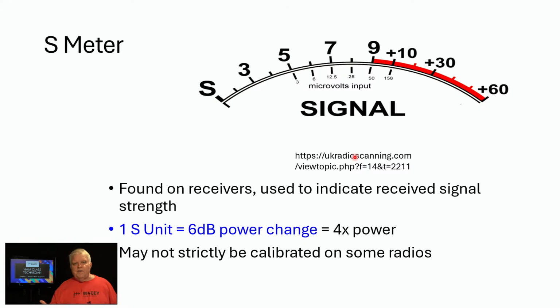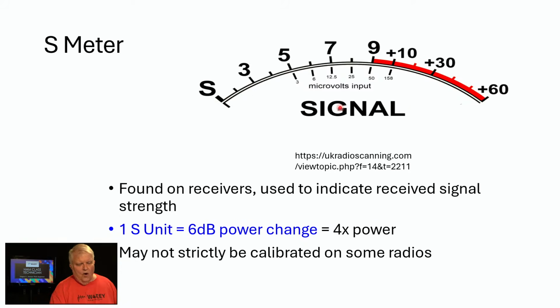And on receivers, whether it be a digital one like the Flex or an old analog system, typically they're going to have an S meter. An S meter stands for a strength or signal strength meter. And this is the typical calibration going from S0 up to S9. And after S9, it's actually in dB, plus 10 dB, plus 30 dB, plus 60 dB. Each S unit is nominally 6 dB. Every manufacturer is different, but that's the standard. That's what we go by typically. It may not be strictly calibrated though on some radios, but just know that that's what this is all about. It's indicating received signal strength.